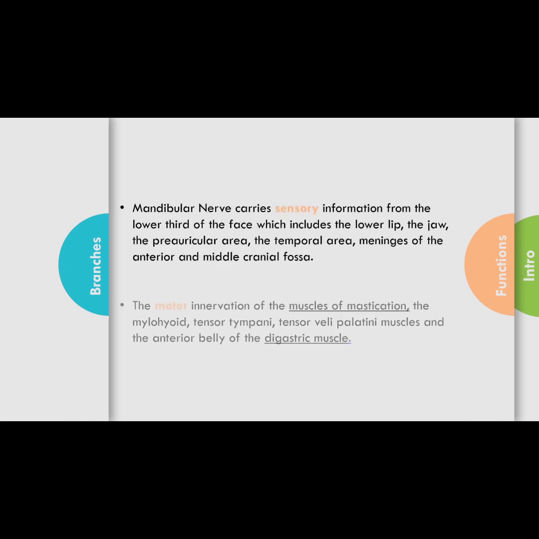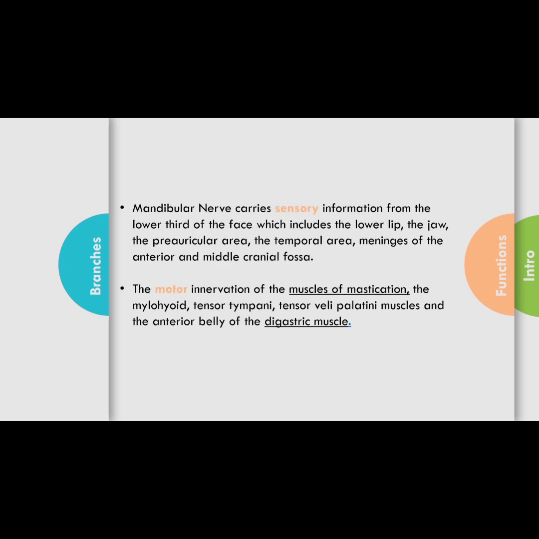Next will be functions of the mandibular nerve. The mandibular nerve carries sensory information from the lower third of the face, which includes the lower lip, jaw, preauricular area, temporal area, and meninges of both the anterior and middle cranial fossa. The motor functions of the mandibular nerve are innervation to the muscles of mastication, mylohyoid muscle, tensor tympani muscle, tensor veli palatini, and anterior belly of the digastric muscle.